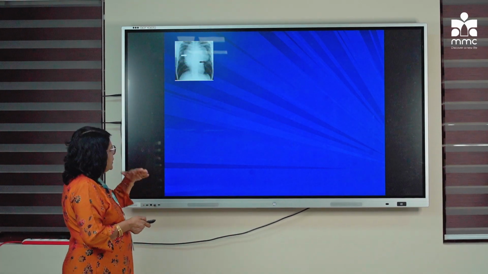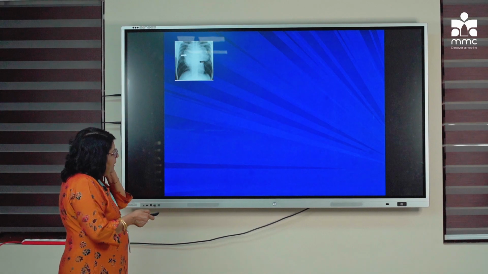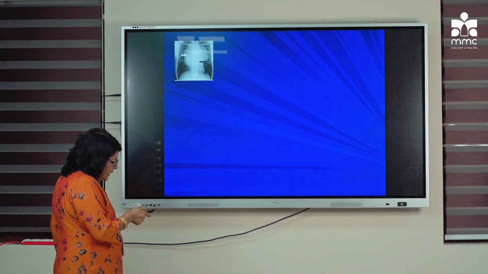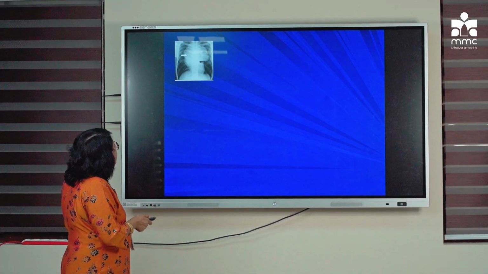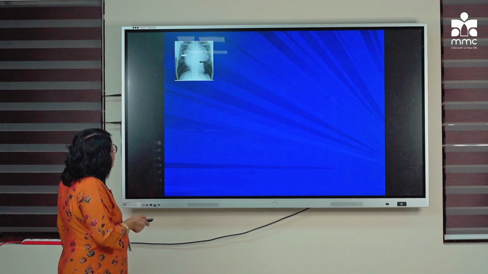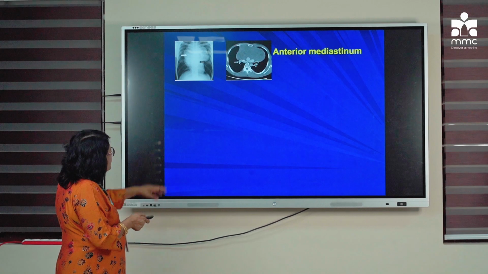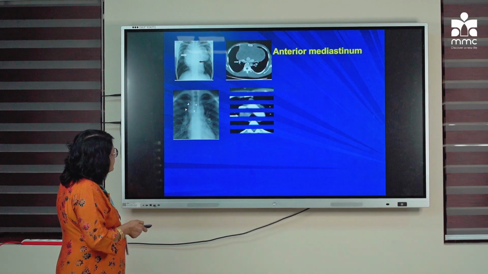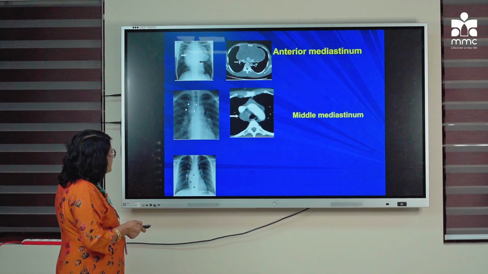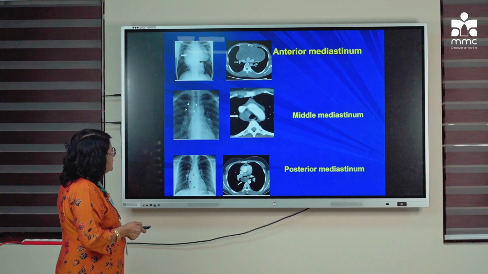This is actually, according to IMT, mainly divided into the visceral space and the paravertebral space. There is a lot of difference. This shows you the anterior mediastinal mass. This shows you the middle mediastinal mass. This shows you the posterior mediastinal mass.